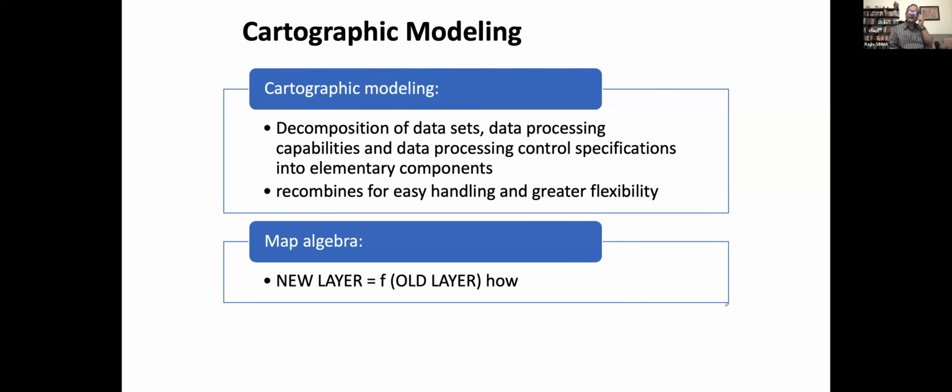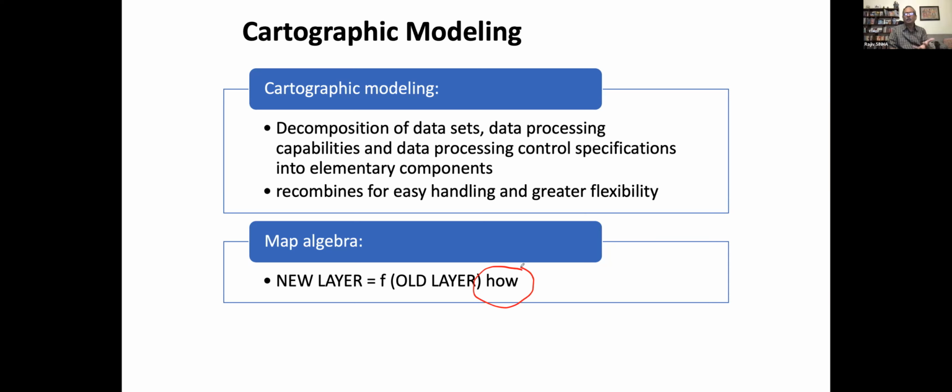So now that brings us to the cartographic modeling concept. Cartographic modeling is basically how we are deriving information from that data by decomposition of the data set, by processing the data, and then by recombining the data for deriving that information. So what cartographic modeling does is that, depending upon your query, depending upon the problem, it generates a new layer, which is basically a function of the old layer plus the question how. How is related to your question, what is the question you are trying to ask.